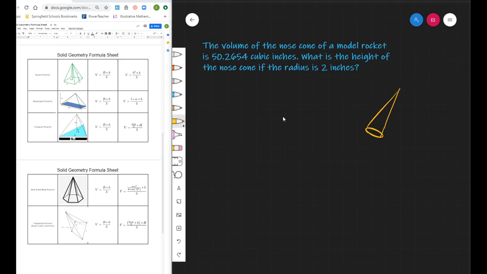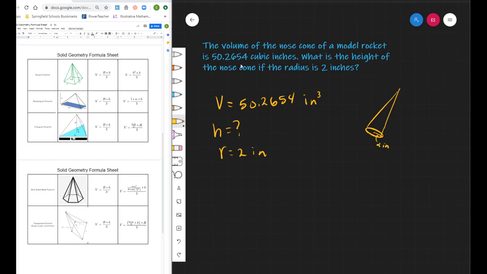And so our question is saying we know that the volume of the nose cone of this model rocket is 50.2654 inches cubed. So we want to be able to find what is the height of our model rocket if we know that the radius of our model rocket cone is 2 inches. Okay, so we know that if we go from the center of the circle to the outside of the circle, that little edge right there is 2 inches.